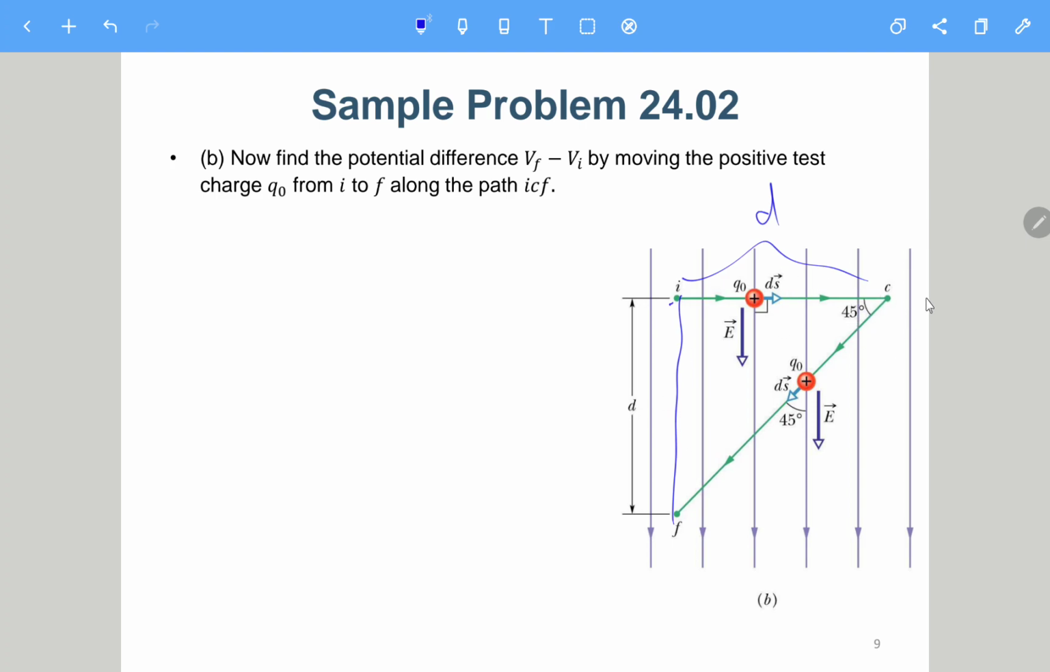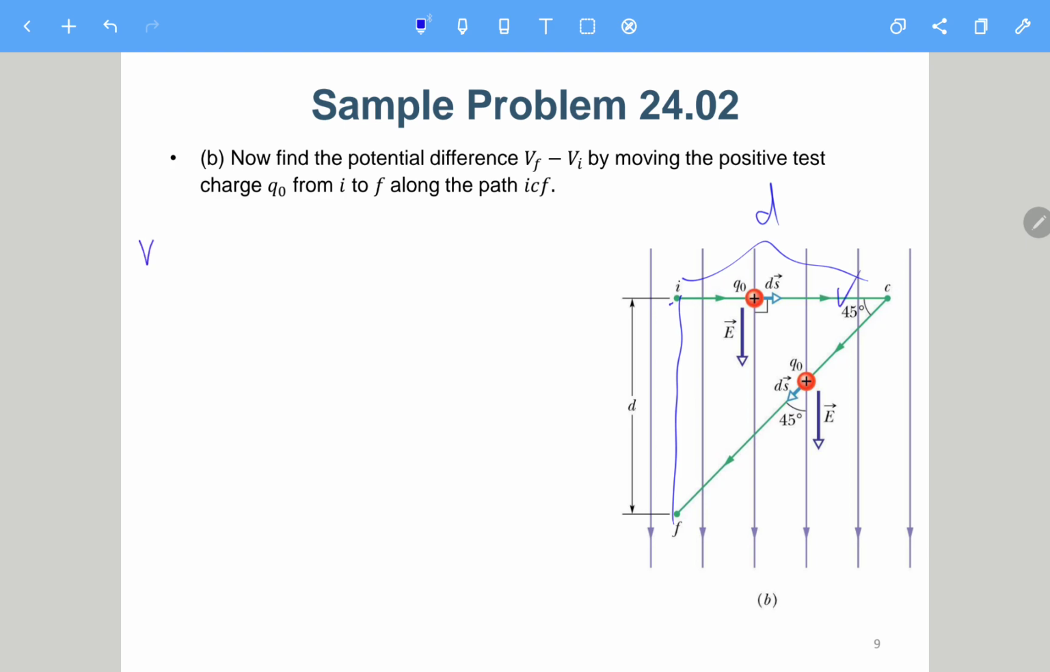If you have paid attention, you should know that delta V, which is Vf minus Vi, shouldn't depend on the path. So we should come up with the same answer. But this sample problem is just to show you, we try to do this and then verify that it will give you the same result. So let's see. Here we calculate this path first.